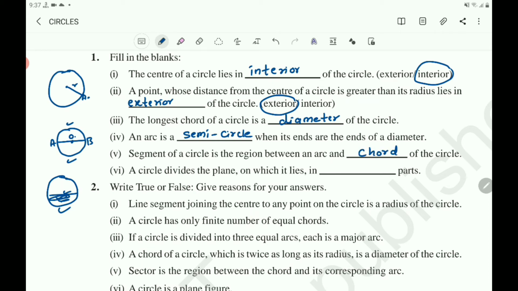A circle divides the plane on which it lies in how many parts that you know? That divides in 3 parts. Interior, exterior and circle. So you know that this is the interior, this is circle and exterior.